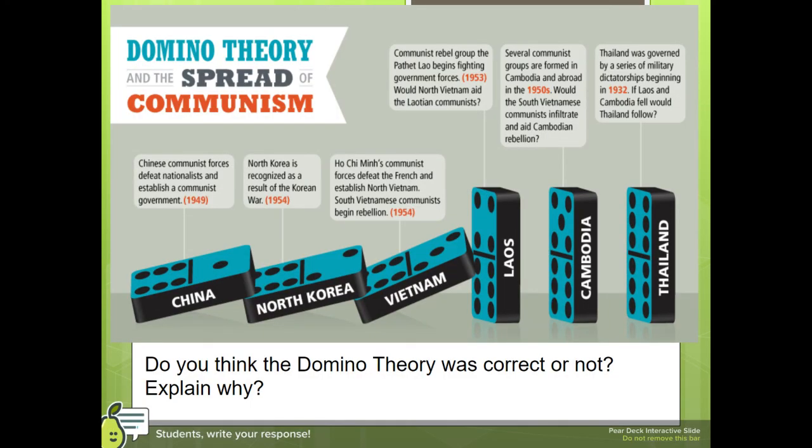So here's the domino theory. You can kind of see the idea of it, okay? China was the first, then North Korea, Vietnam, and it will just continue down the line. And the United States wants to stop that Vietnam domino from falling and causing the other nations to kind of collapse.